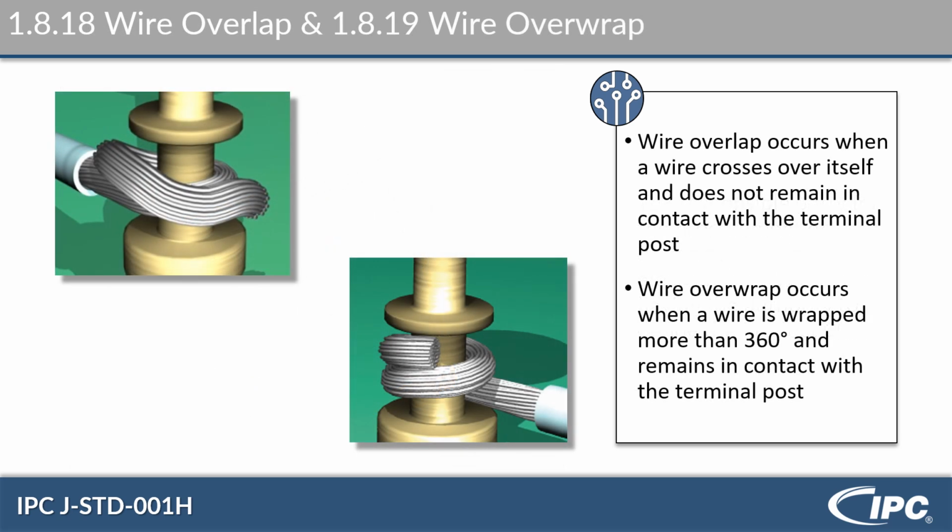We'll see this a little bit in the book, especially in Module 2, talking about wire overlap and wire overwrap. Overlap occurs when a wire crosses itself. See how this one, he's like giving himself a hug? That is overlap. Wire overwrap occurs when the wire is wrapped more than 360 degrees around a pin or a turret. This is a turret connection. And remains in contact with the terminal post. This is what we want to see. We do want to see overwrap, not necessarily overlap, because it does lose connection with the post.